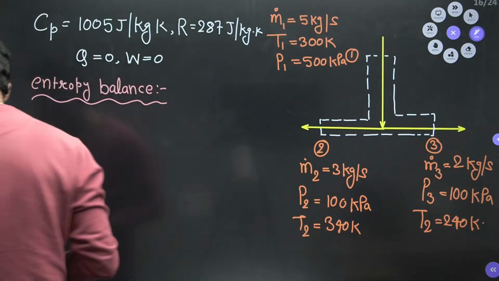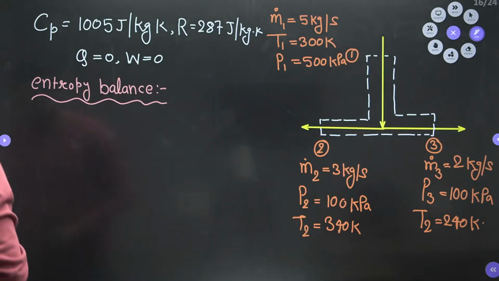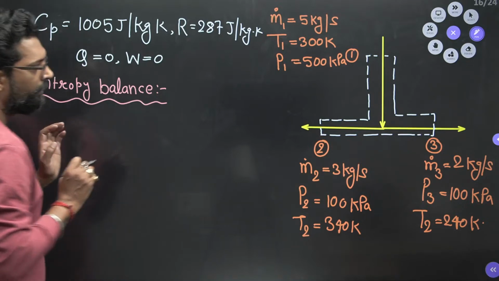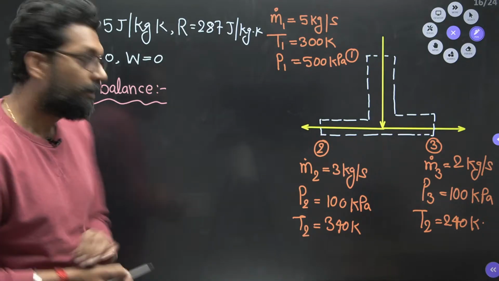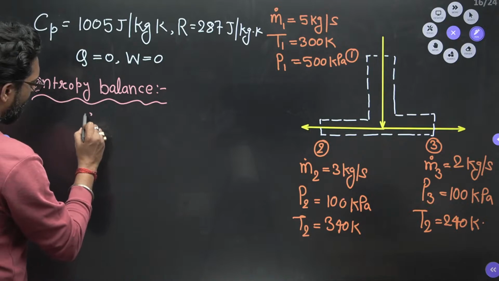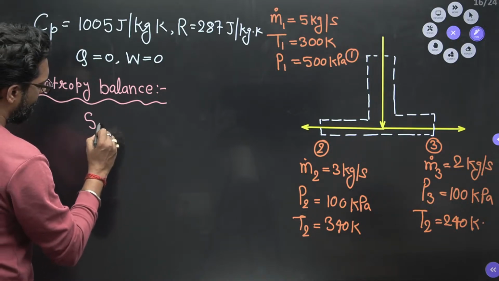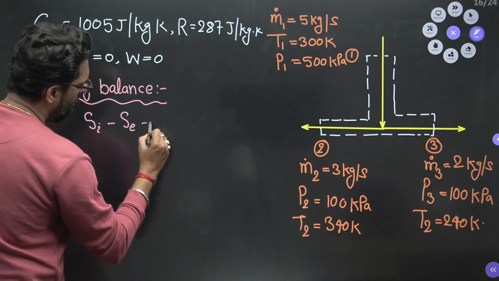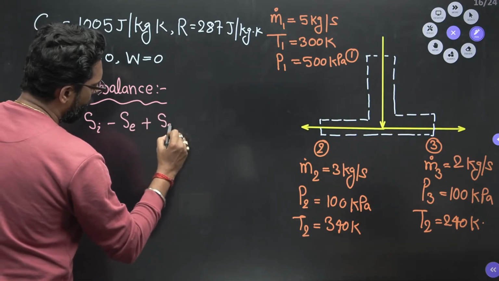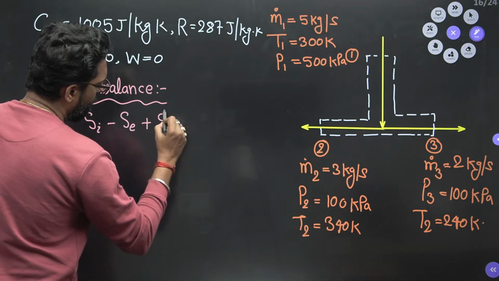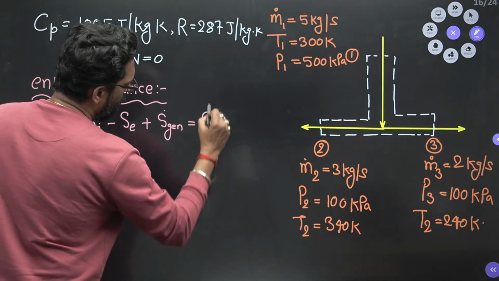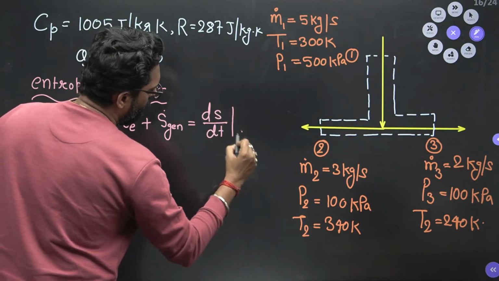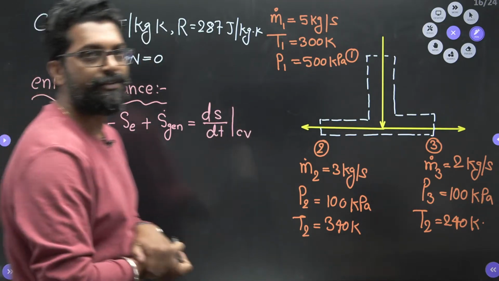What is the entropy balance, beta? Please tell me. We know that the entropy balance is: S inlet, entropy inlet, minus S exit, plus S generation, is equal to dS by dt of a control volume. This is your entropy balance.